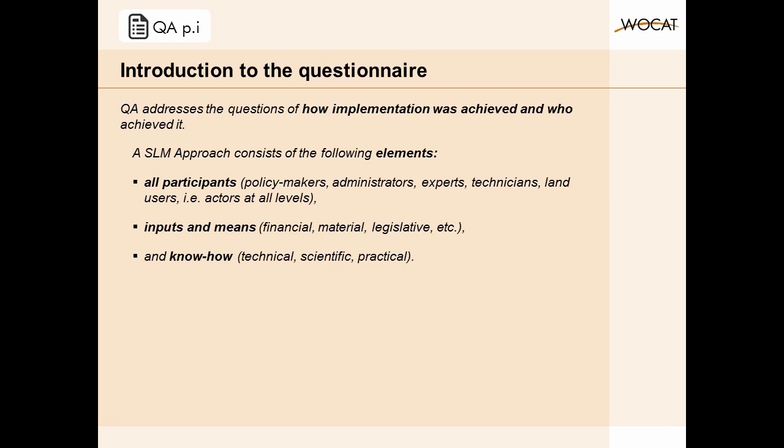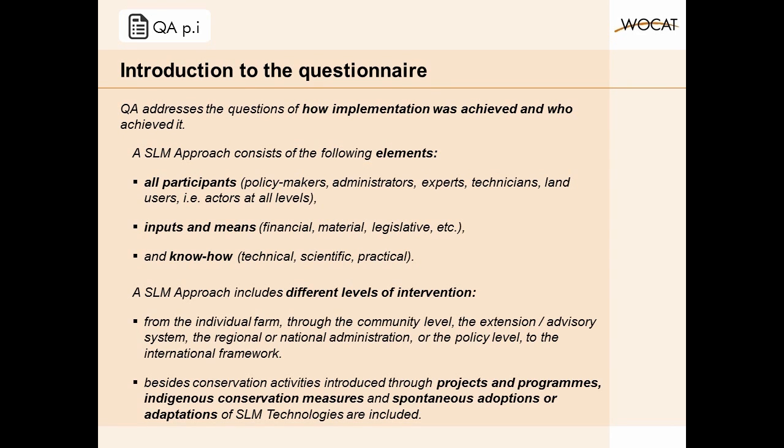A SLM approach consists of the following: all participants or stakeholders, from policymakers, administrators, experts, technicians to land users, financial, material, legislative inputs and means, and technical, scientific, practical know-how. An approach may include different levels of intervention: the individual farm or community level, the extension or advisory system, the regional or national administration, the policy level up to the international framework.